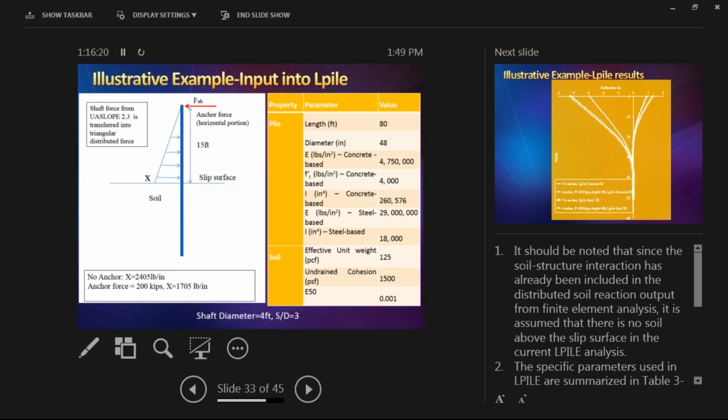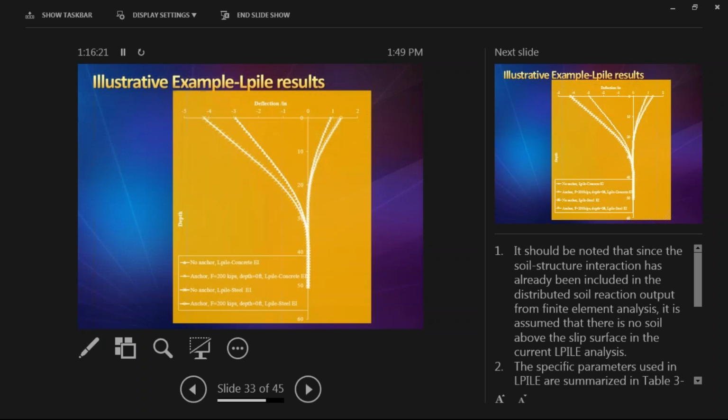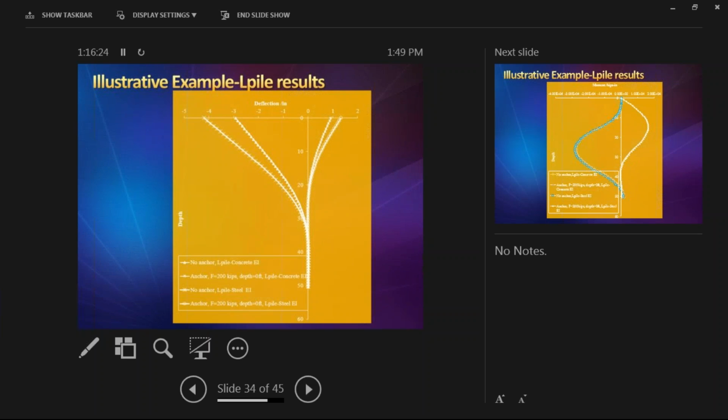You can even look at the deflection. So here's the typical output of the calculated deflection. These two curves show the one with the anchor. So with the anchor force, it pulls the drill shaft upslope. And these two curves show the one without the anchors. So this is the example showing that with LTAP, you can compute the deflection of the drill shaft under that design condition.